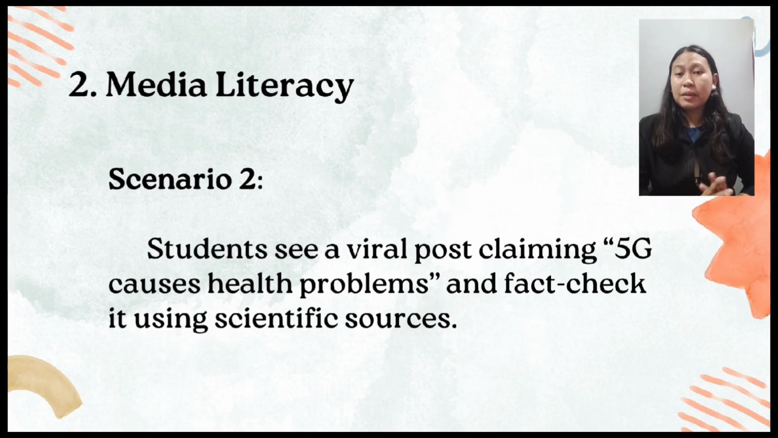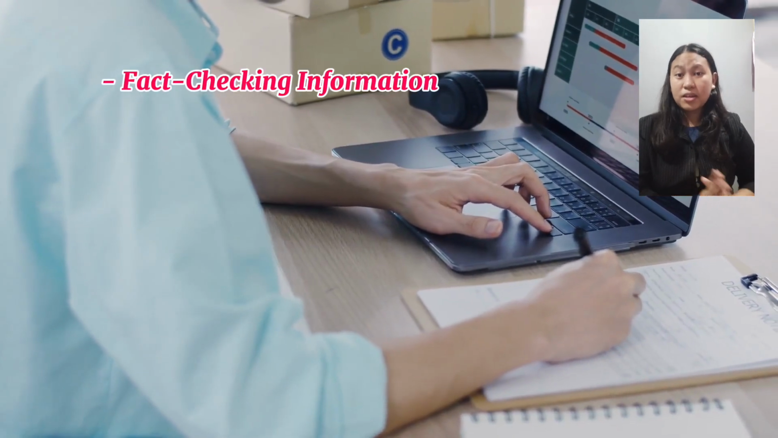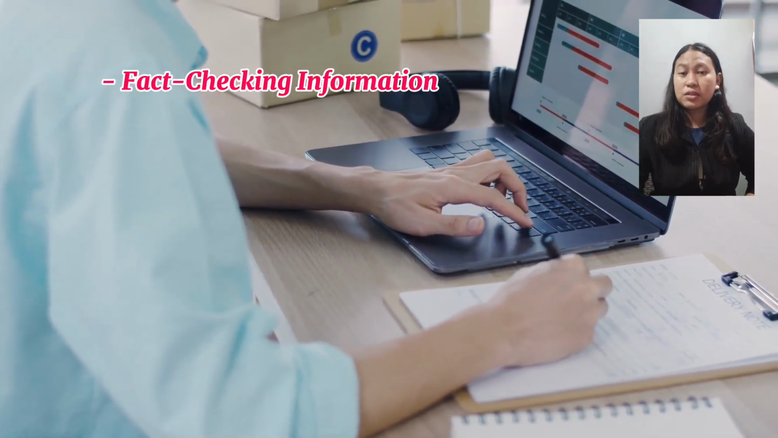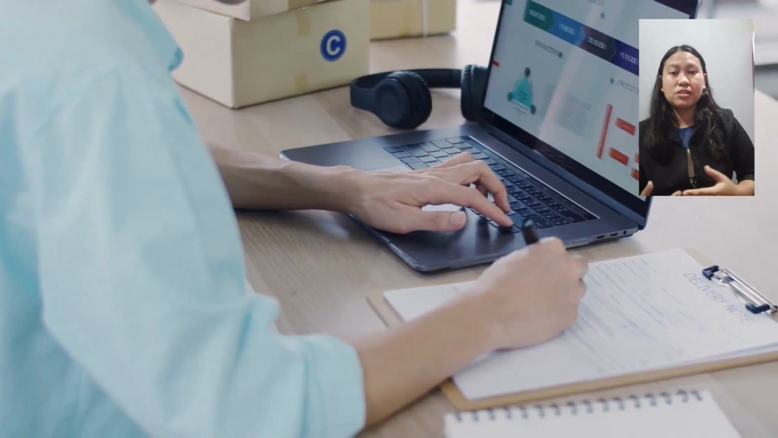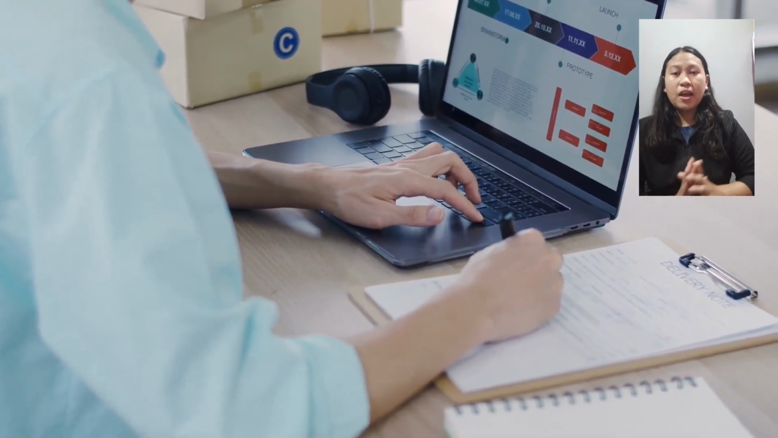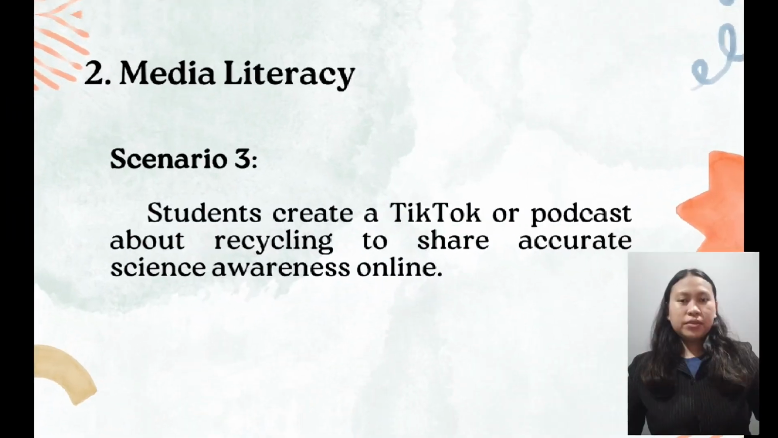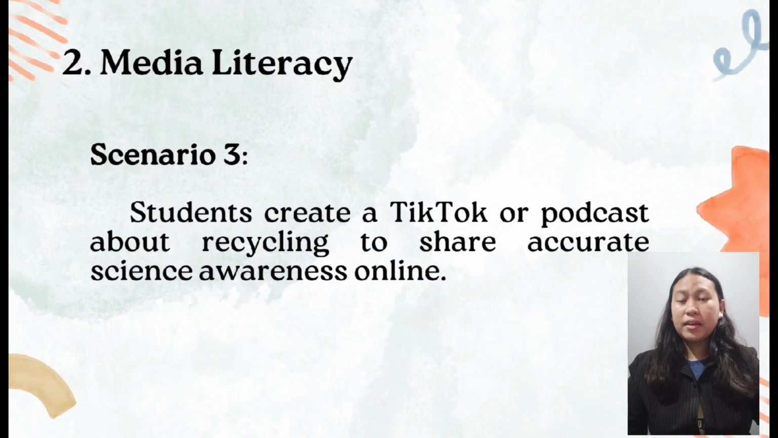Instead of simply believing it, media literacy teaches us how to fact check using reliable scientific sources. This skill is important because not all media content we see online is accurate, and we need to separate facts from misinformation. So the third scenario in media literacy is creating TikTok or podcast on recycling.